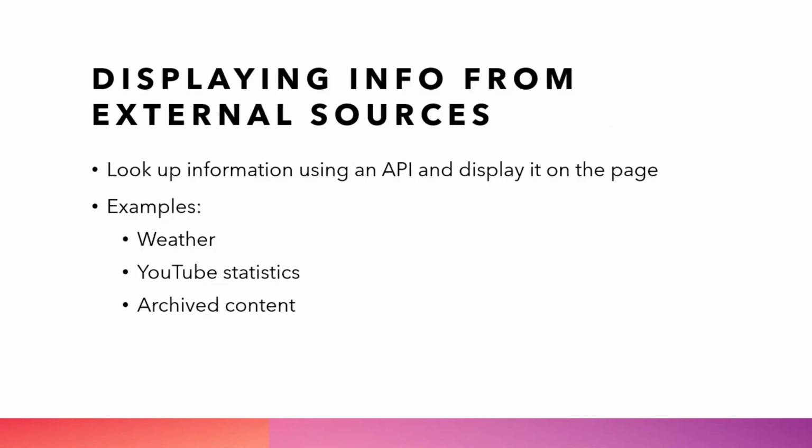You can display information from external sources, for example, by using an API to look up information and display the results on the page. For example, you can access the weather using a weather API, you can access YouTube statistics using the YouTube data API, or you can access archive content and display the archive content when something's missing.